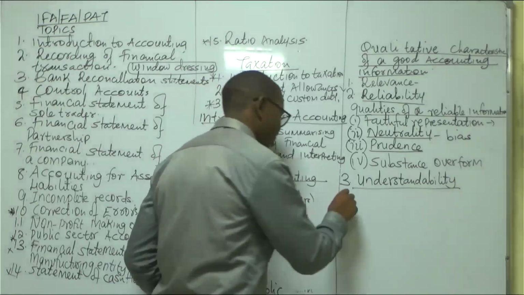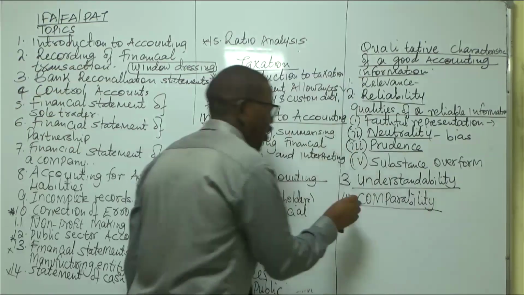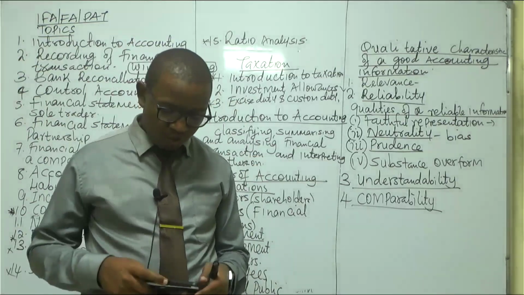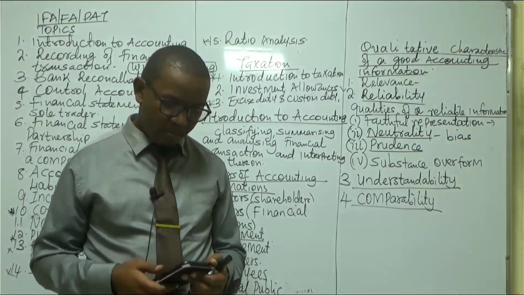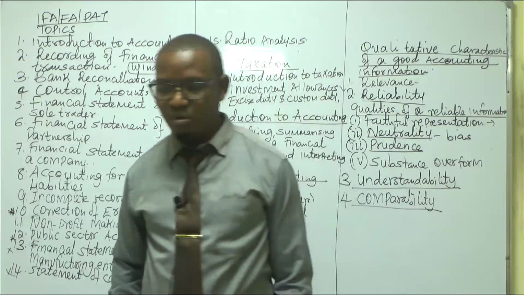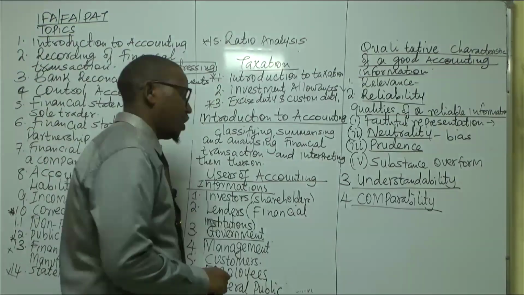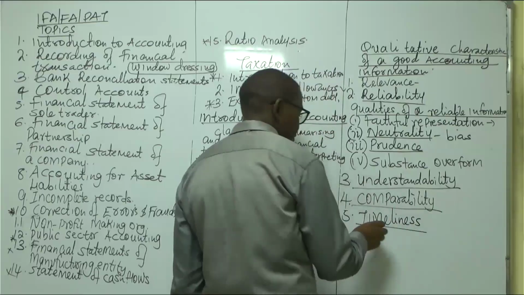And then number 4, comparability. Say users of accounting information should be able to easily compare financial statements of different entities.